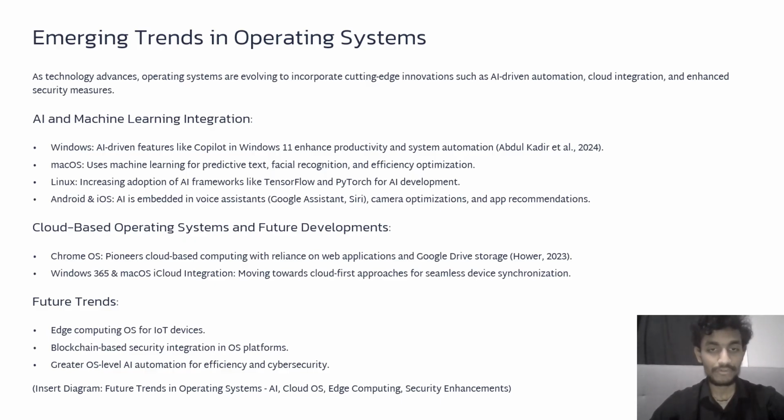Cloud-based operating systems and future developments. Chrome OS pioneers cloud-based computing with reliance on web applications and Google Drive storage. Windows 365 and macOS iCloud integration are moving towards cloud-first approaches for seamless device synchronization. Future trends: edge computing OS for IoT devices, blockchain-based security integrations in OS platforms, and greater OS-level AI automation for efficiency and cybersecurity.